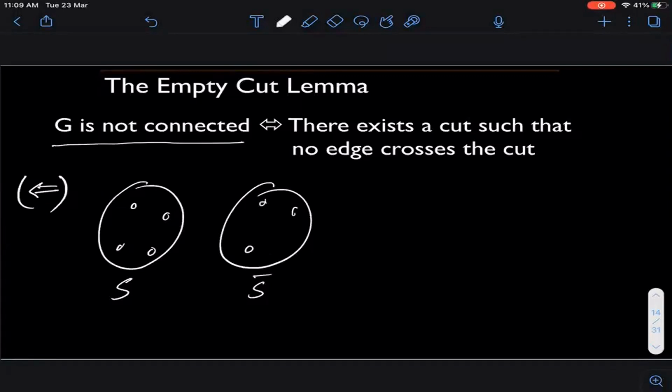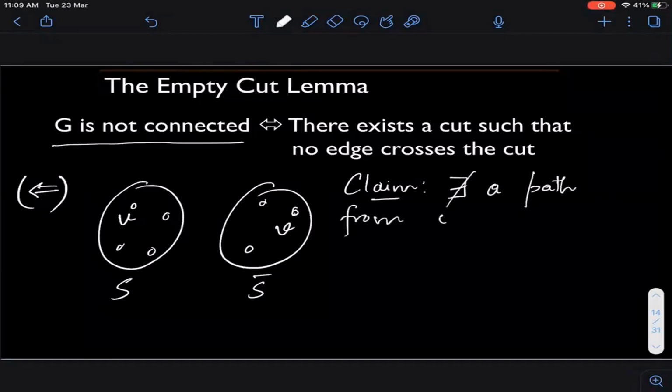Okay. So if we really need to formally write this, how do you do? Well, you pick any vertex which is in S. So suppose such a vertex is U, and you pick any vertex which is in S bar. So suppose that is V. Okay. Right. Now the claim is there does not exist a path from U to V.